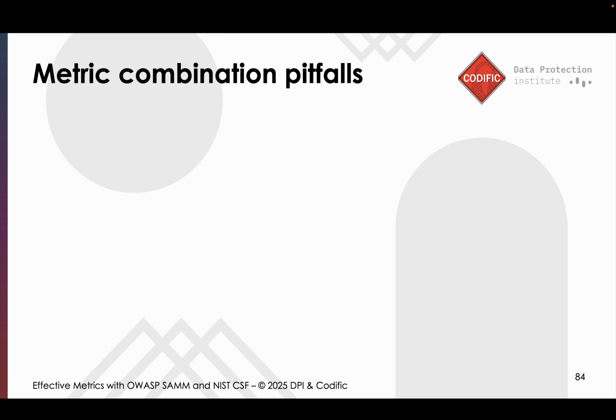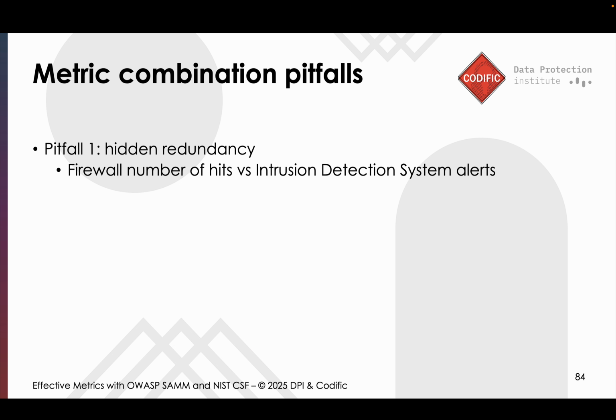Let's talk about some common pitfalls when you start combining metrics. The first one is what we call hidden redundancy. You might be tracking two metrics that are really measuring the same underlying thing. For instance, firewall hit count and intrusion detection system alerts. Which means both might spike from the exact same event, and if you treat them as separate signals, you're essentially double counting the same risk.